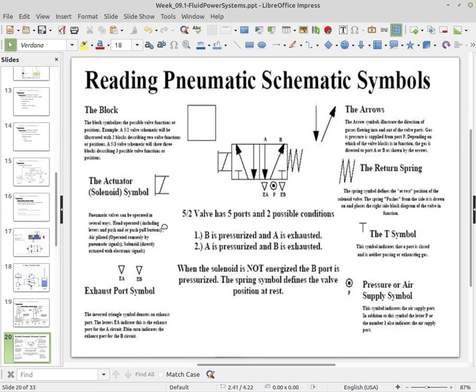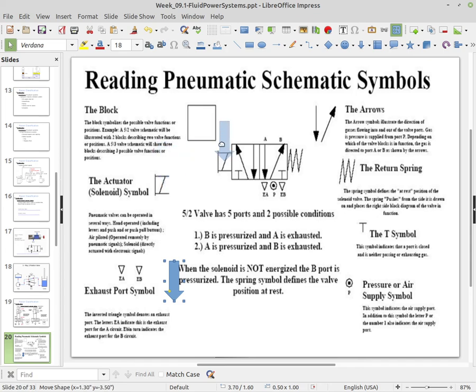Alright, so if we're reading a schematic, this slide's here to help you understand how to read a schematic. So this is a 5-port valve. We have an A port and a B port, and then we have our exhaust A, our pressure port, of course, and exhaust B. When you look on the left side, instead of having a knob to be pressed, we actually have the electronic solenoid. So this here is what the electronic solenoid looks like in schematic form.